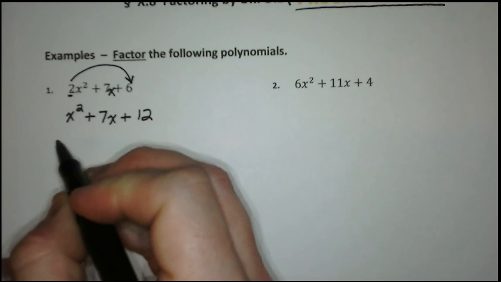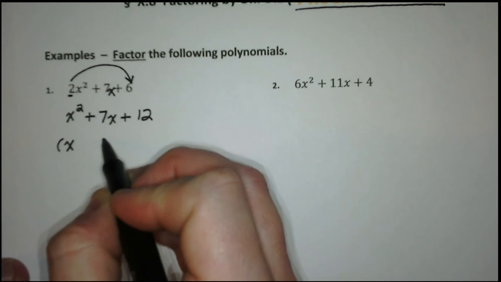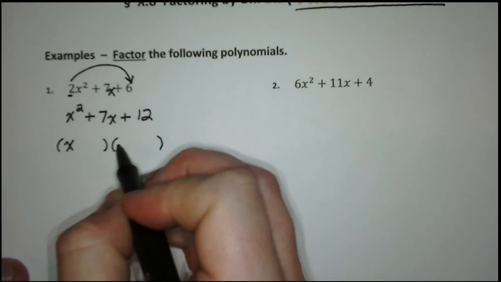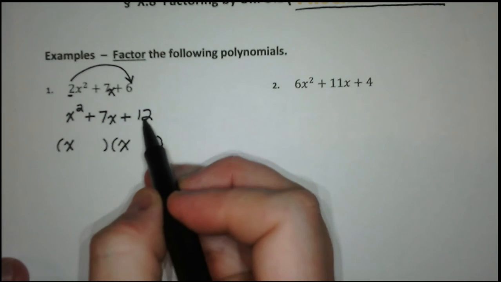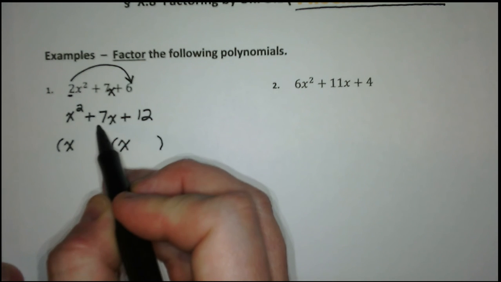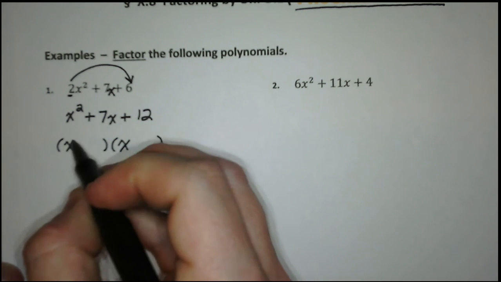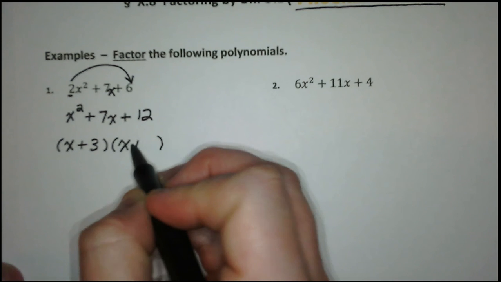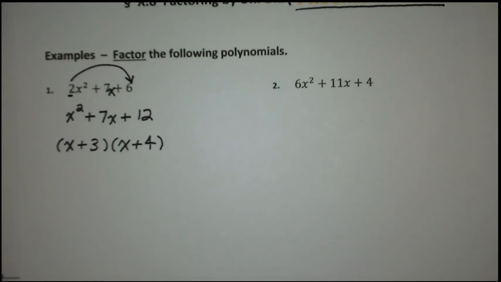Now that it's just x squared, we can do some pretty easy unfoil. Now we can say what two numbers multiply to get 12, but they also add up to 7. That's a positive 12 and a positive 7. So we're talking about positive 3 and positive 4. Now, we are not done.